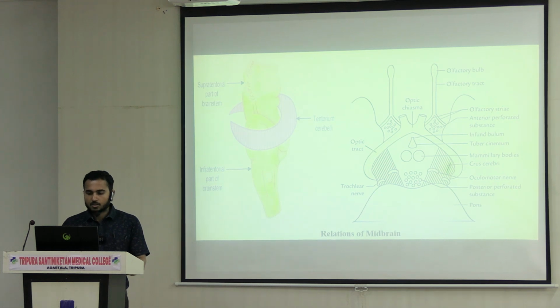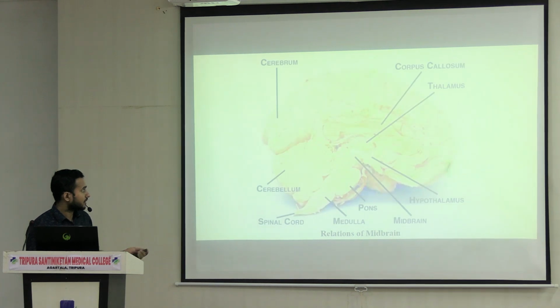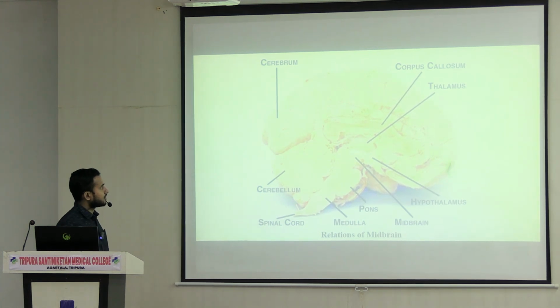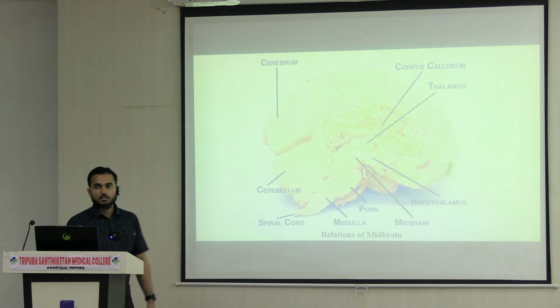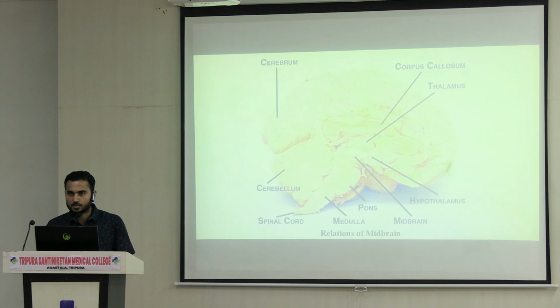Next, on the posterior aspect of the midbrain also there are some structures. Here you can see this is the midbrain. If you go to the posterior aspect of the midbrain, then you can see this is the splenium of the corpus callosum, then the posterior part of the thalamus. So these are also present on the posterior aspect of the midbrain. Important relations.